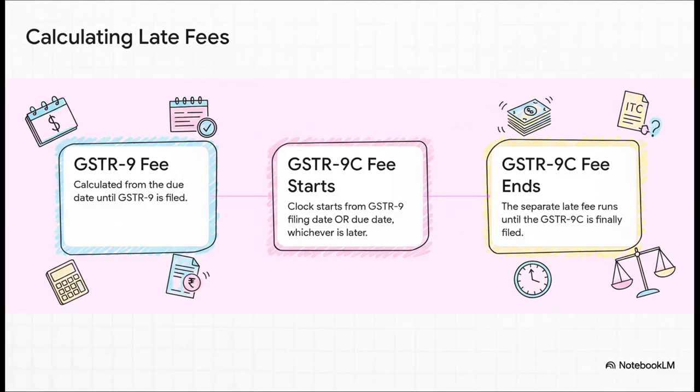So how does this new system work? Well, the late fee for your GSTR 9 is calculated the same as always. It starts on the due date and stops when you file. Simple. But now, the GSTR 9C has its own separate late fee clock. And this is the key part. That clock starts ticking from the later of two dates, either the annual return due date or the day you actually file your GSTR 9. And that clock just keeps on running until you finally file the GSTR 9C. So yeah, you can now get hit with two separate late fees.